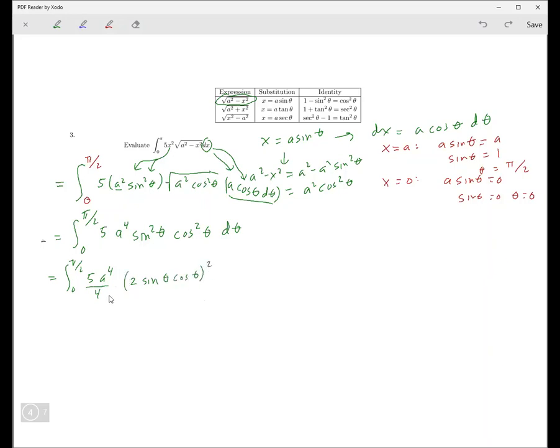Okay, so what I did here is I put a 4 there. I put a 2 here, and I have a sine theta, cosine theta, and all that's squared. So when I square that, I'm going to get sine squared and cosine squared, but I'm also going to get 4. So I put a 4 there to counter that. I guess maybe I shouldn't have done it this way. I should have just done it the other way. Oh well, that's okay. So here, I'm going to get sine 2 theta squared.